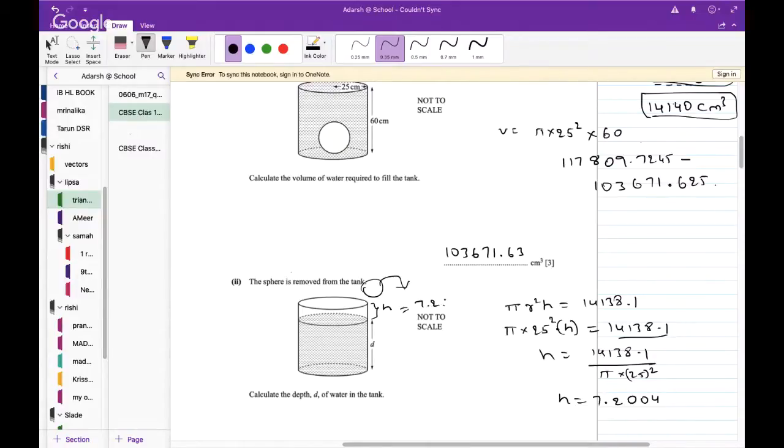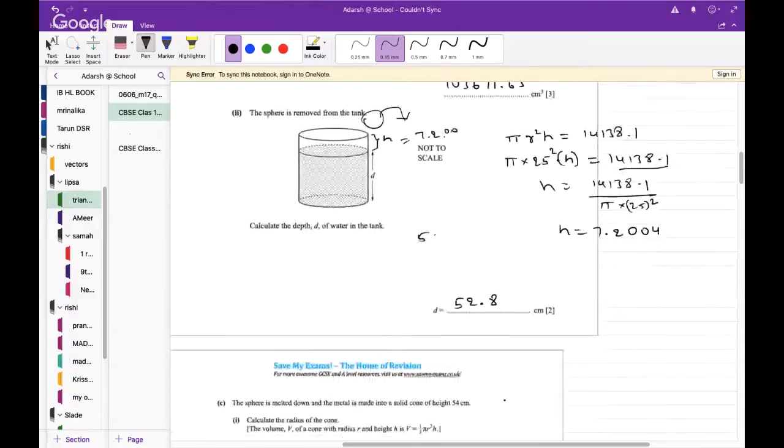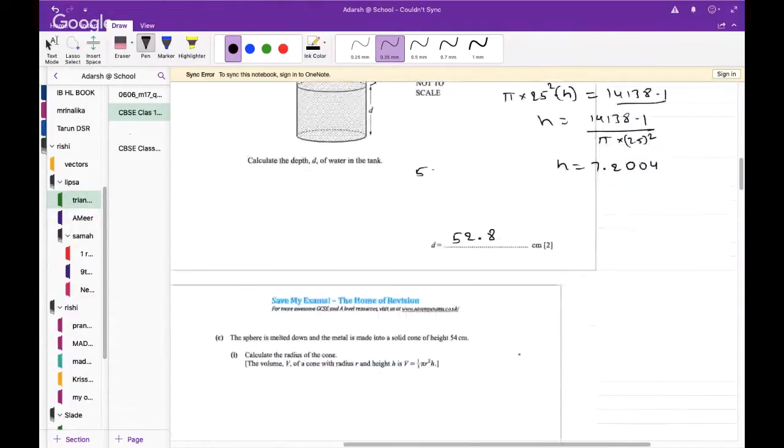Now they are supposed to find d. So total height minus this. So 60 minus the answer, and I get 52.8. So the depth is 52.8 centimeters. Hope this much is clear. So next part of the question.